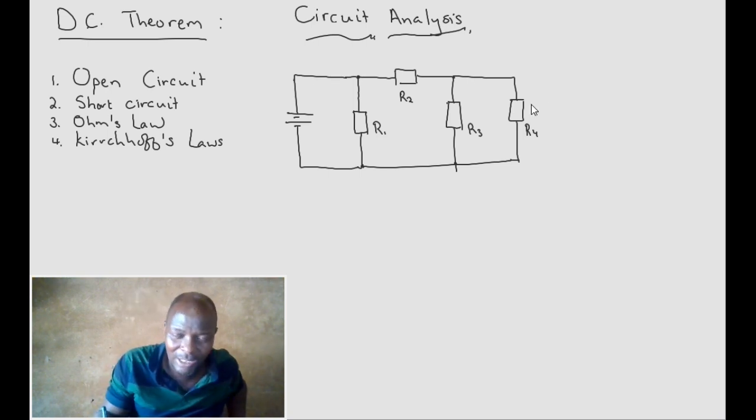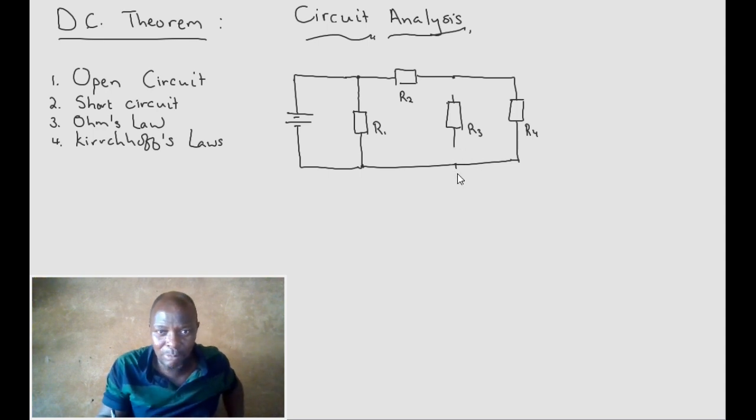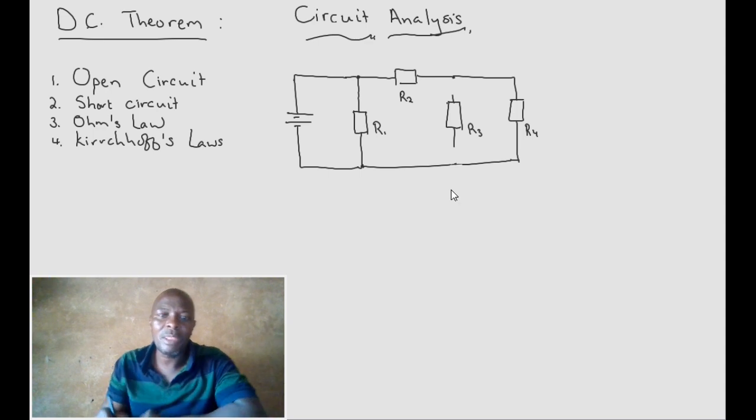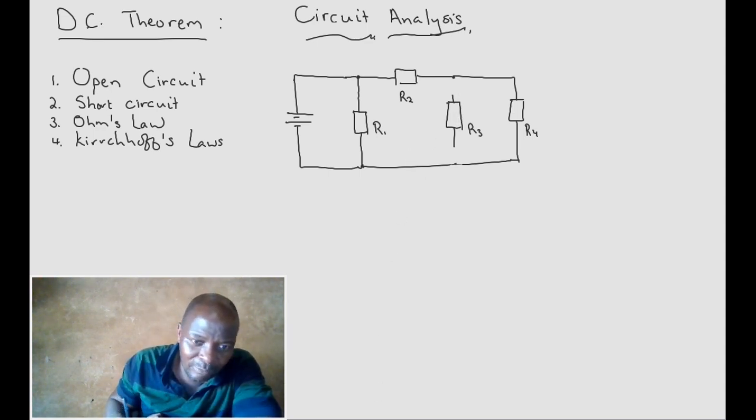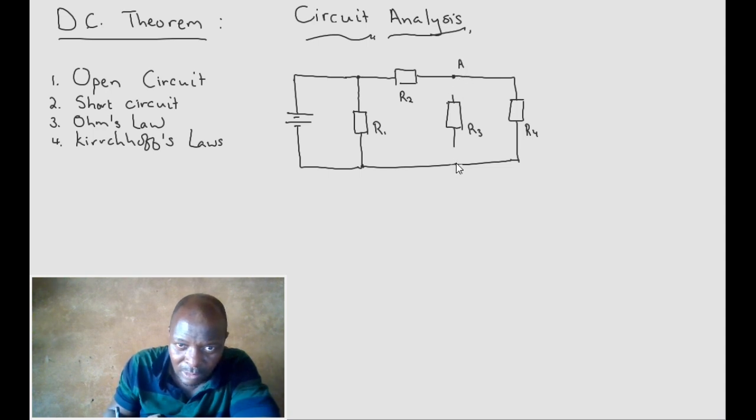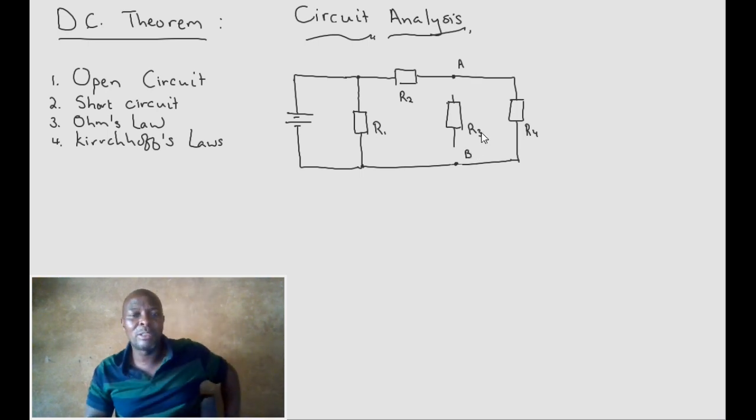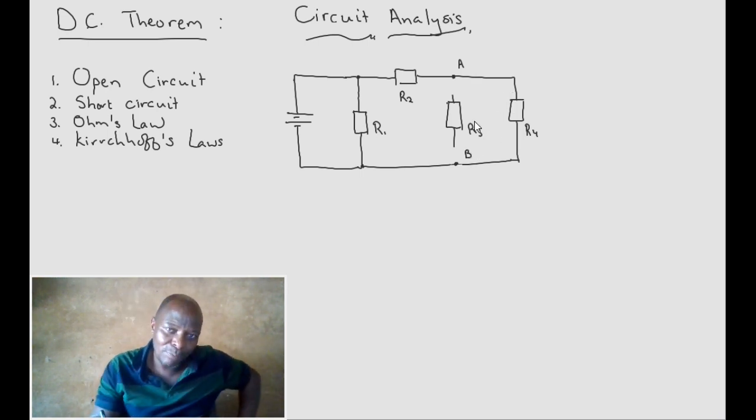Let's suppose R3 had been our load, so it was disconnected there and there. It means I would have points A and B here to show this is where I remove my load. You see that now.